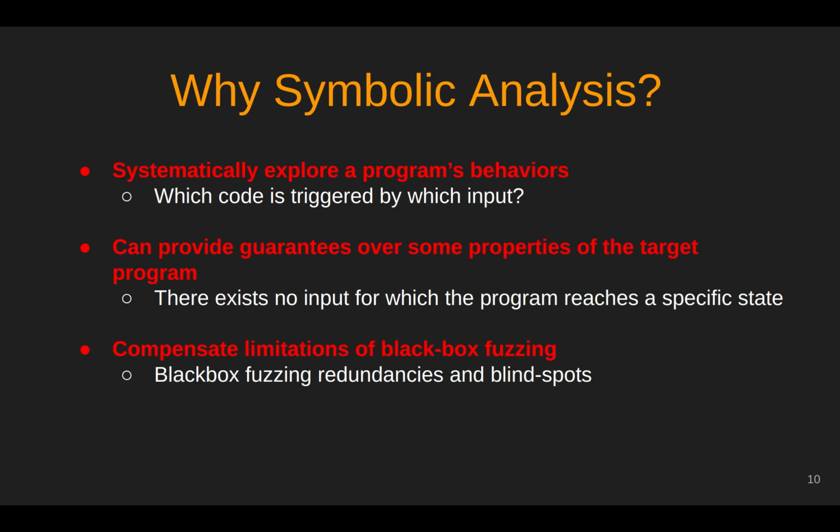And in the sense that it does it systematically, it allows you to avoid the redundancies and blind spots of black box fuzzing, where you just generate inputs that execute different parts of the code. You don't know that, you just generate inputs. And then you might always be executing the same parts of the code. The fuzzer might not be aware that there are other parts of the code that you can be executing.